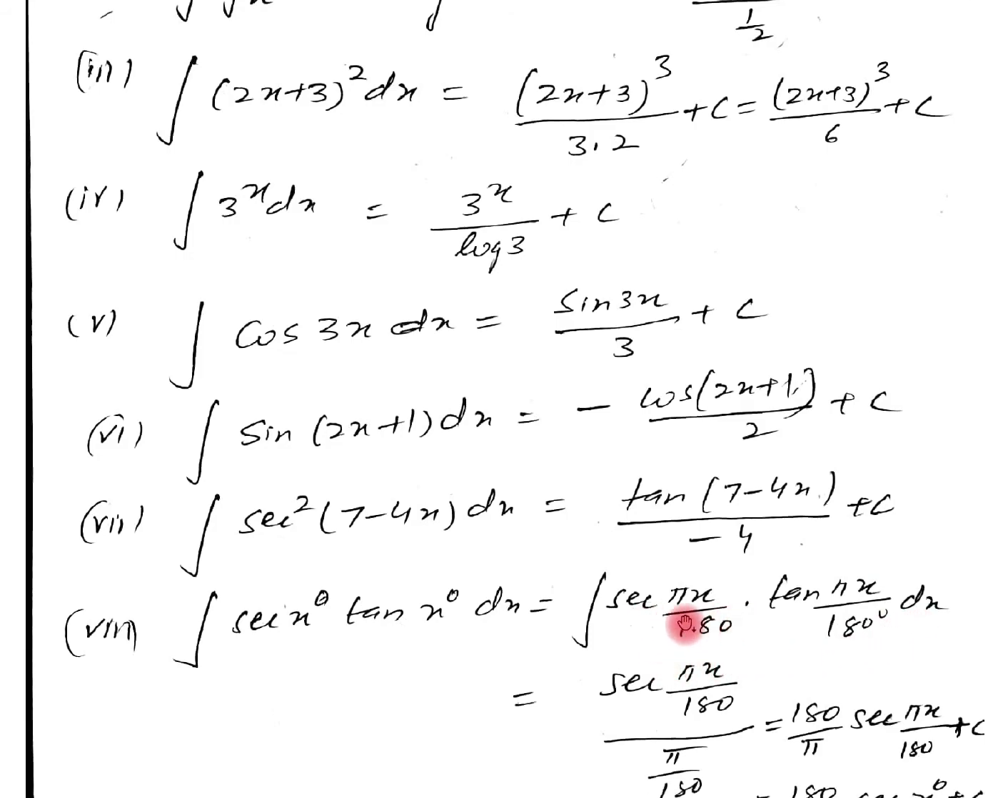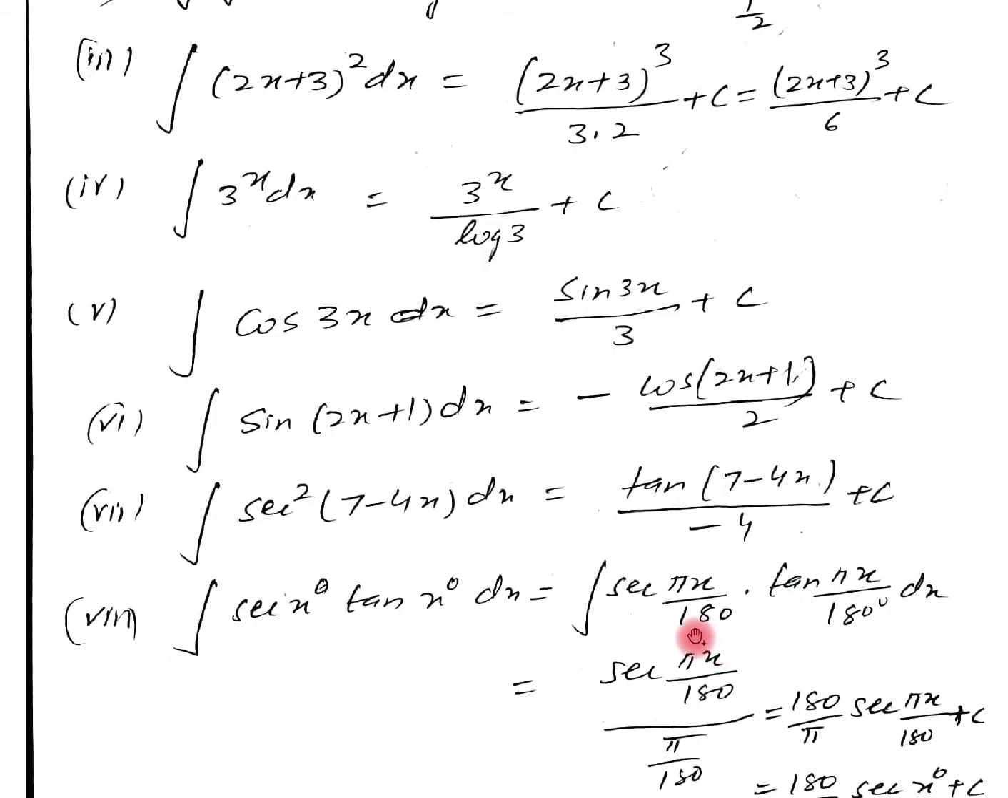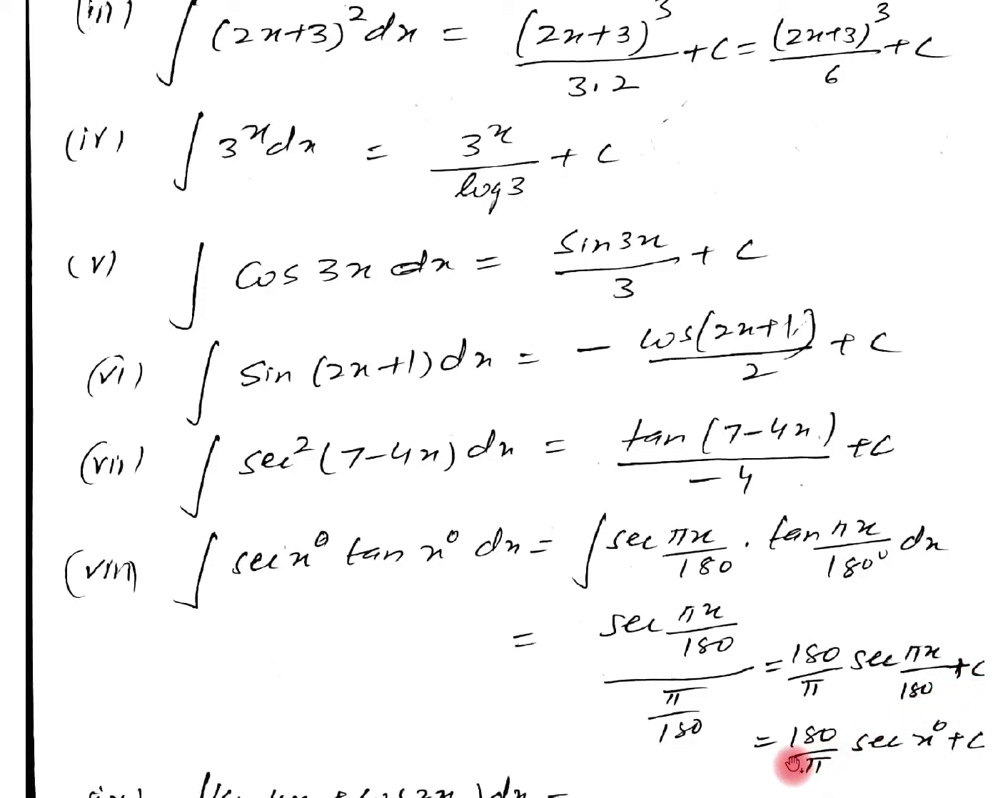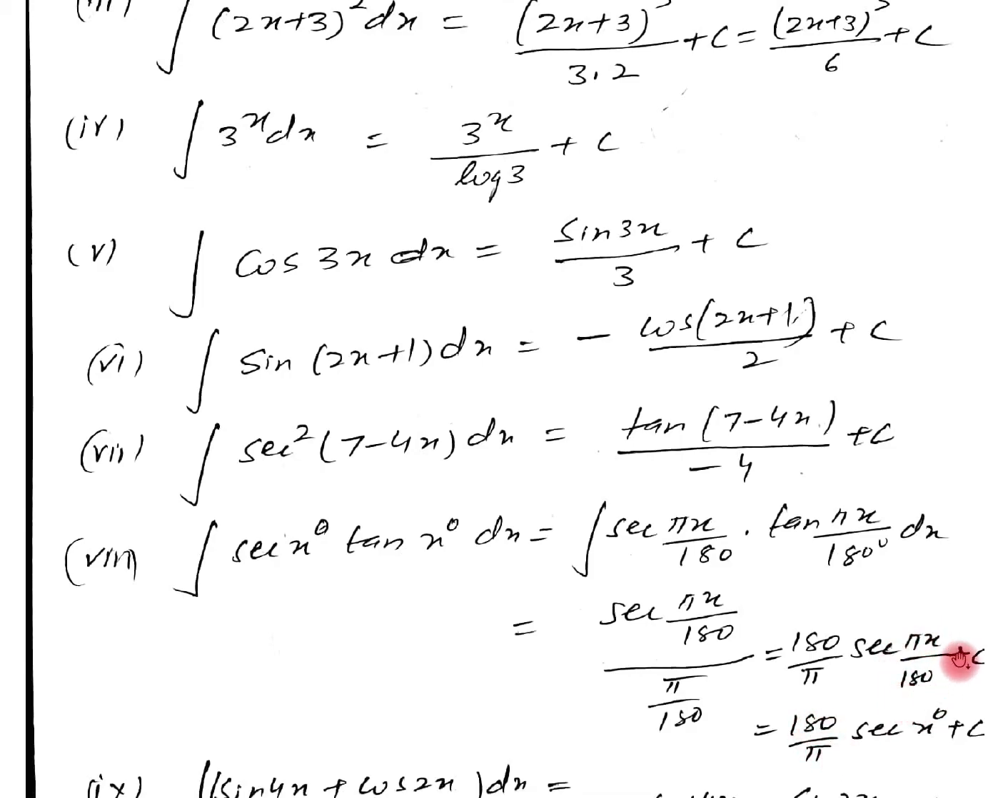Now we know this is the integral of secant x tan x. So therefore it is secant (pi x upon 180) upon the coefficient of x, that is pi upon 180. So this can be written as 180 upon pi secant (pi x upon 180) plus c, or we can write it as 180 upon pi secant x degree plus c, because initially the question is in degrees. So our answer should always be in the same units in which the question is given. So we write 180 upon pi, again converting it into degrees, secant x degree plus c.